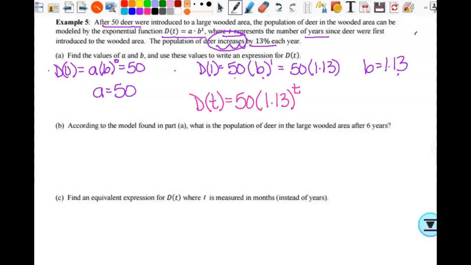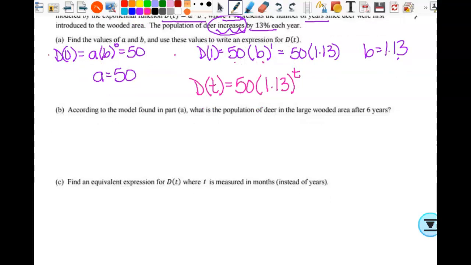So then it says, according to the model found in part A, what is the population of deer in the large wooded area after 6 years? Okay, so what are we looking for? D of 6. Now, I could just type this into the calculator and put 6 in the exponent. And I only have to do, I think, one of these, so I really could do that. But if I wanted D of 6 and D of 10 and D of 30 and D of 1,000 and D of this and D of that, I don't want to type that in a bazillion times, right? So where would I put that?